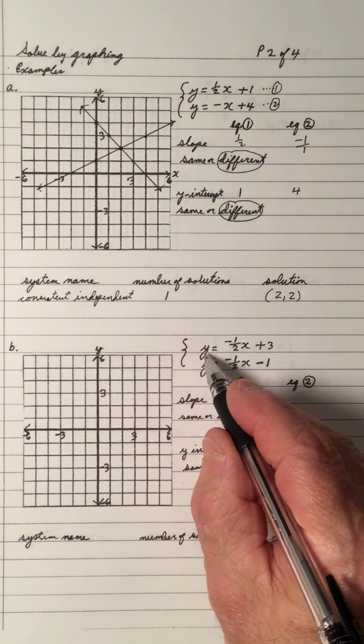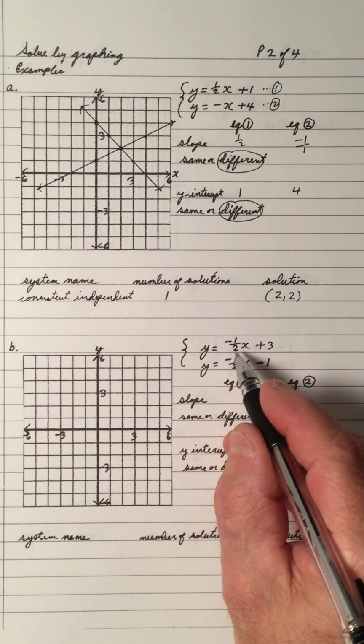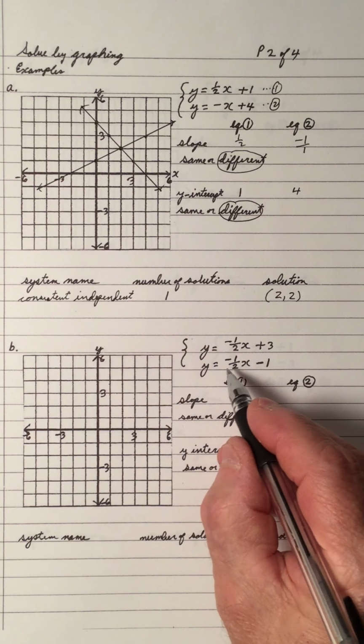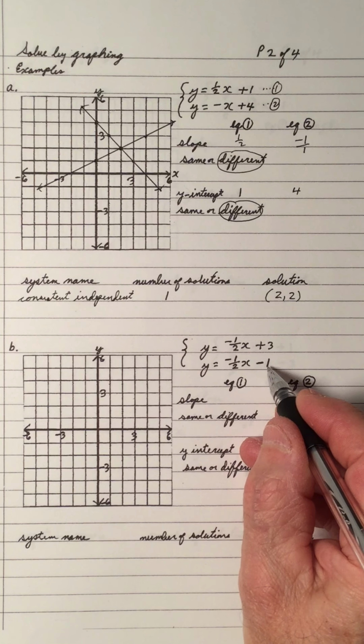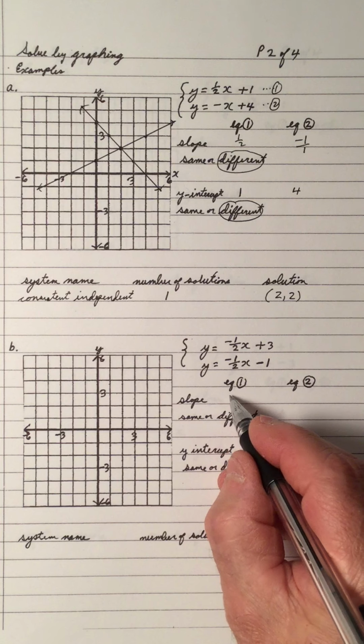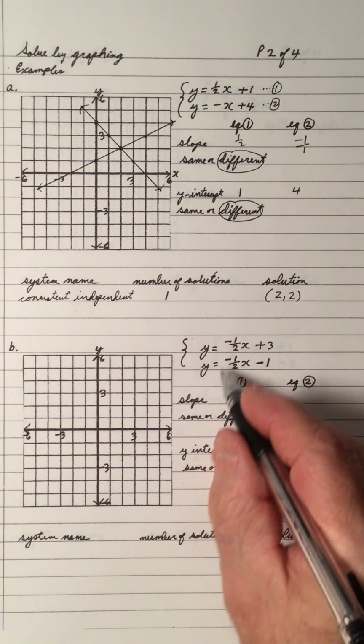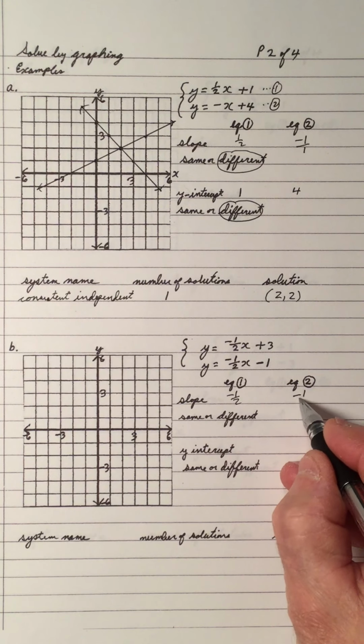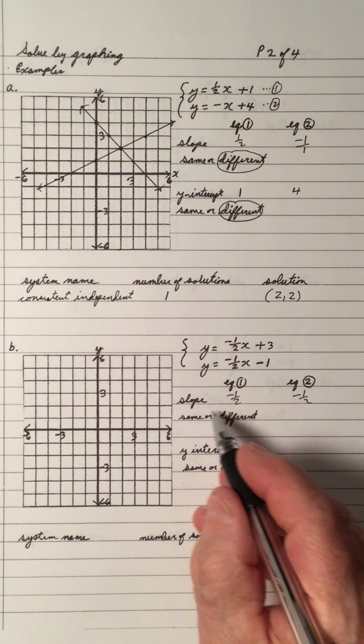Now let's do the second one to see what happens. In the second one, we're solving y equals negative half x plus 3 and y equals negative half x minus 2. So the slope of the first equation is negative half. The slope of the second equation is negative half. And they're the same.